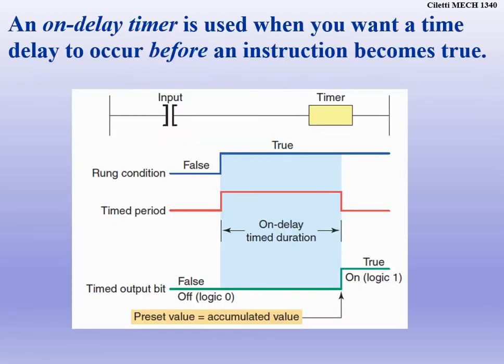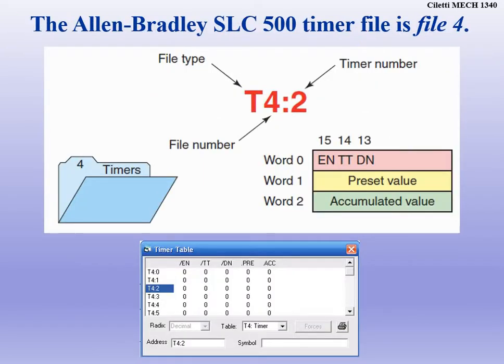If we take an on delay instruction, we want to delay before an instruction becomes true. So we want to flip a switch, wait for 30 seconds, and then something turns on. That's really all we're doing with an on delay timer. This is the Allen Bradley stuff.